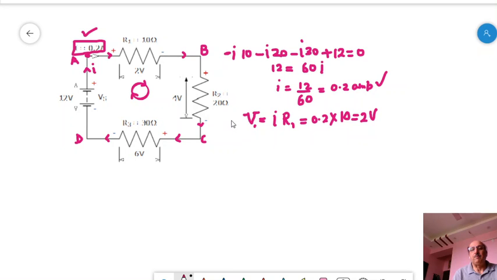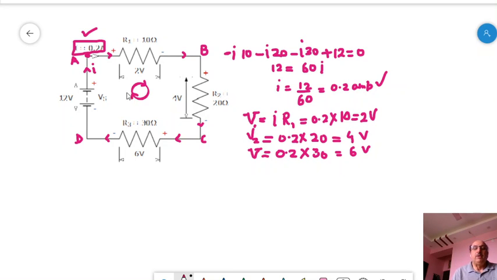Similarly, V2 is 0.2 into R2, R2 is 20, so it is equal to 4 volt. V3 is 0.2 into resistance, that is 30 ohm, so it is equal to 6 volt, right? So this is a simple way how we use the Kirchhoff's voltage law in a circuit.